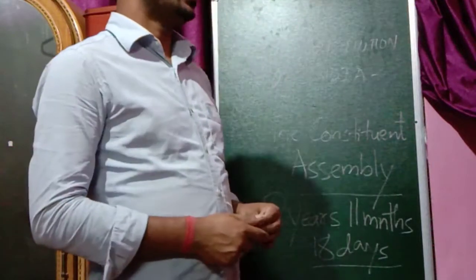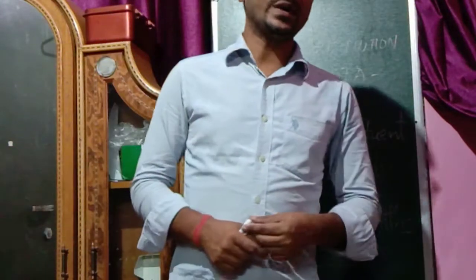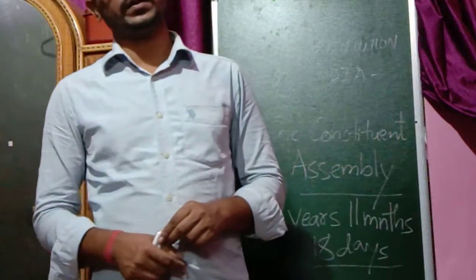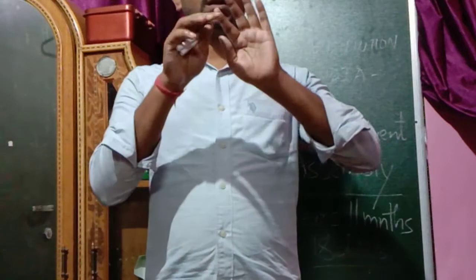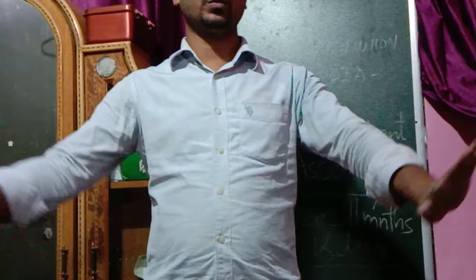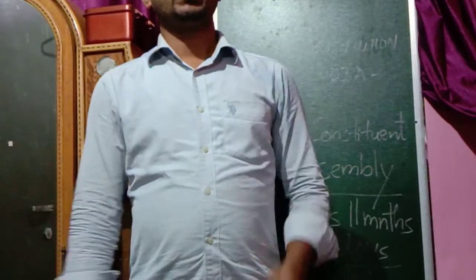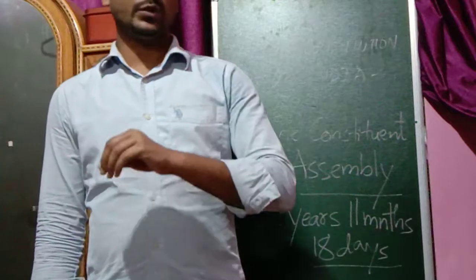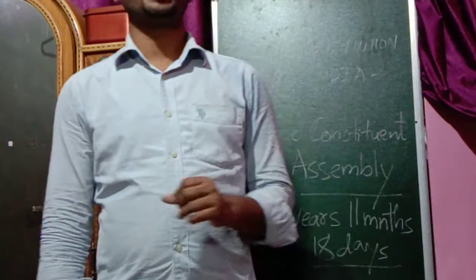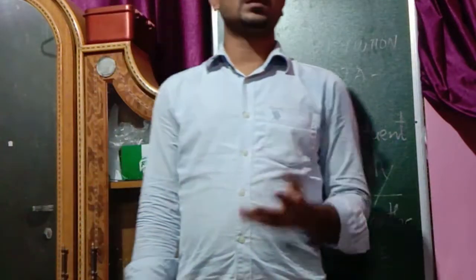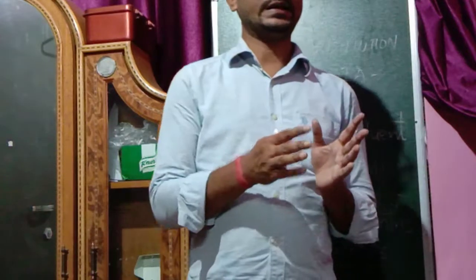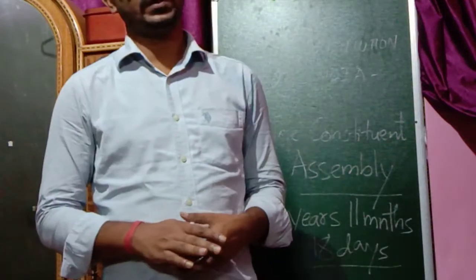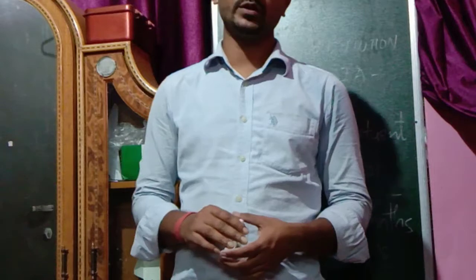At last, on 26 November 1949, the drafting of the Constitution was completed. But still, after being drafted, it was not enacted in India. There were various reasons which delayed the enactment of the new constitution that was already made.